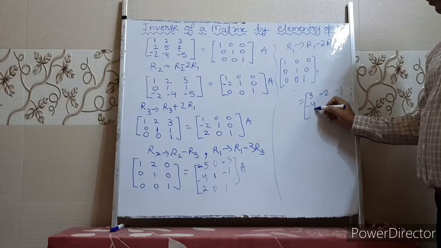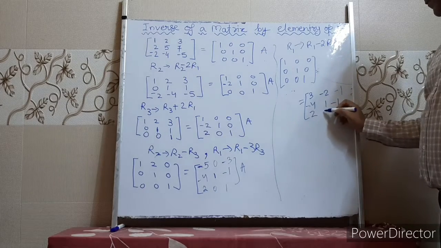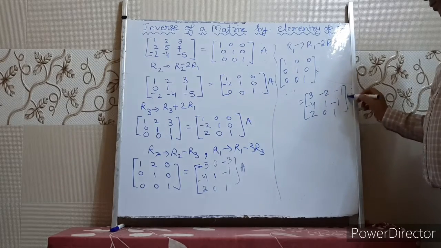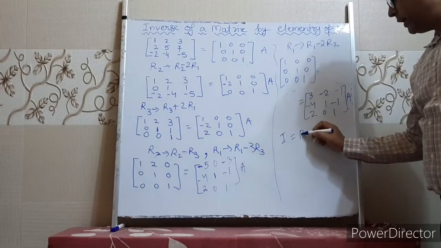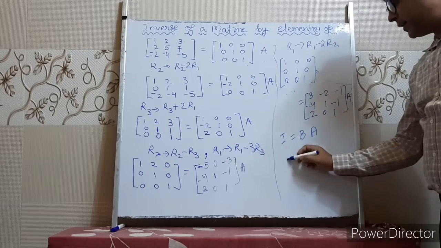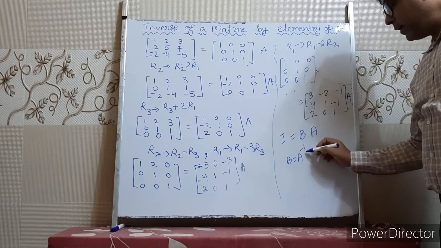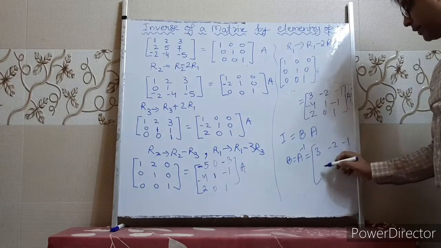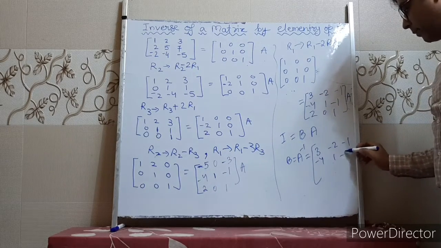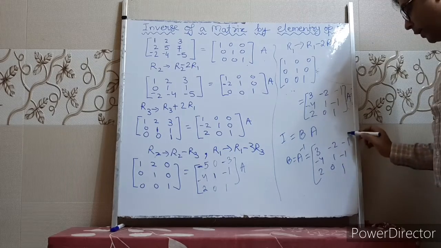Then R2 and R3 will remain same into A matrix. So you can see that I equals BA. So this B is the A inverse. So we can say that the value of A inverse is 3, minus 2, minus 1, minus 4, 1, minus 1, and 2, 0, 1.